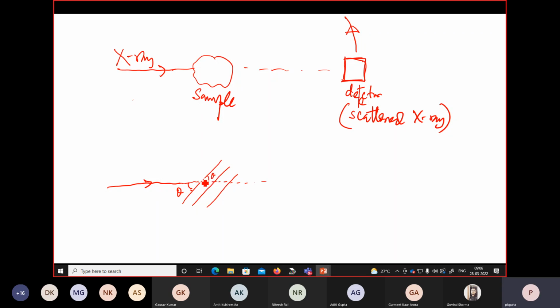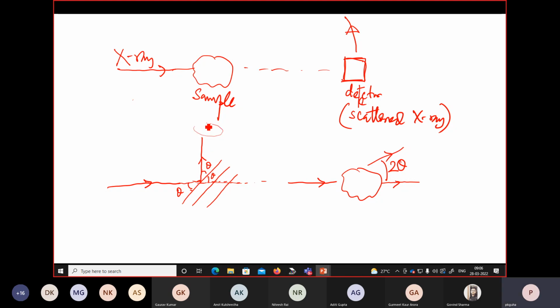If you look carefully, this will also be theta, and it is reflected back, and this will also be theta, right? So if I look carefully, this is the scattered ray and this is the incident ray, and they will have an angle of 2 theta, because the incident X-ray and the scattered X-ray are theta plus theta, 2 theta, right?